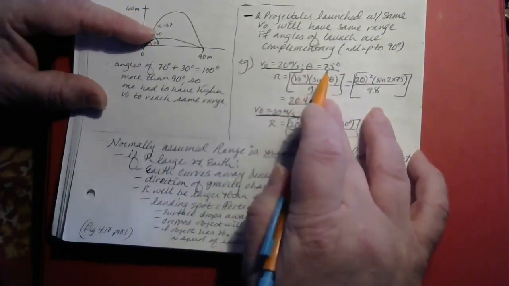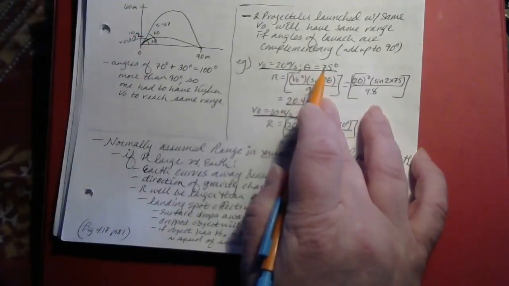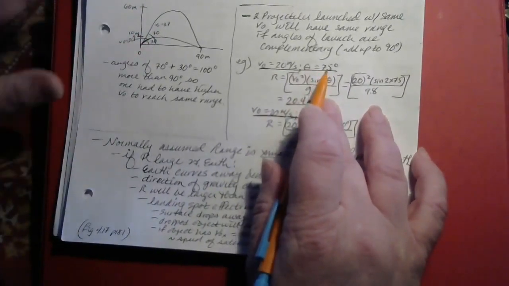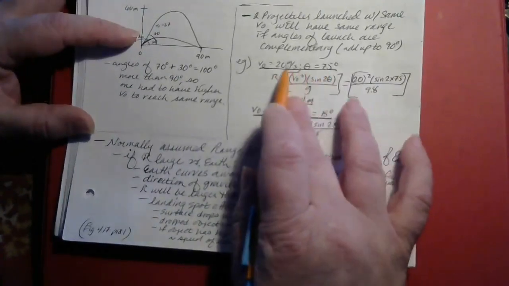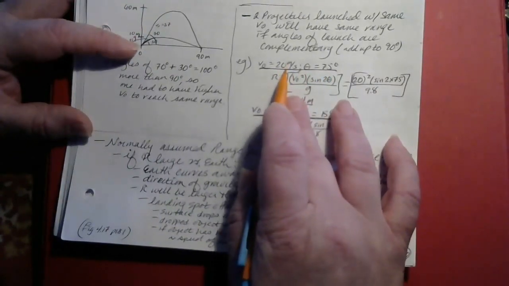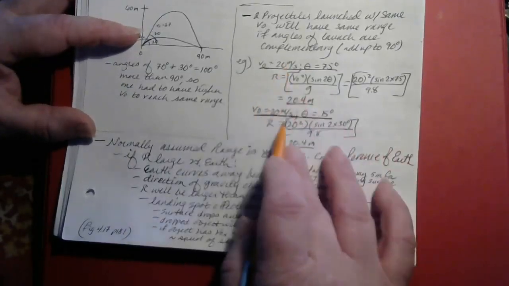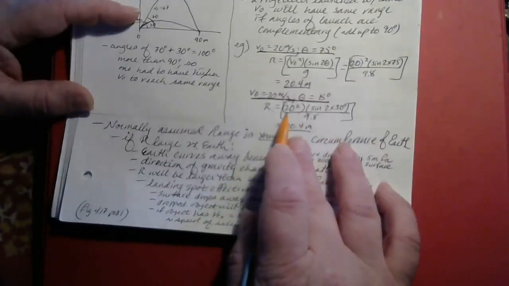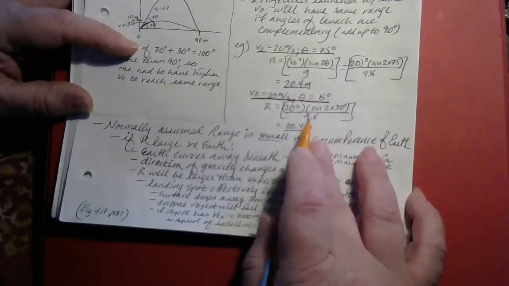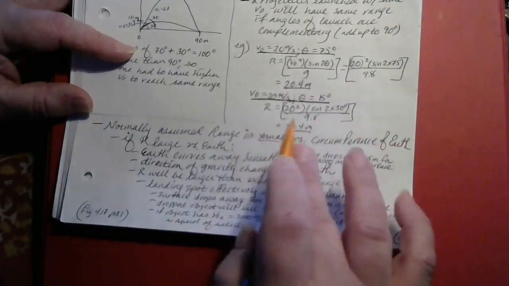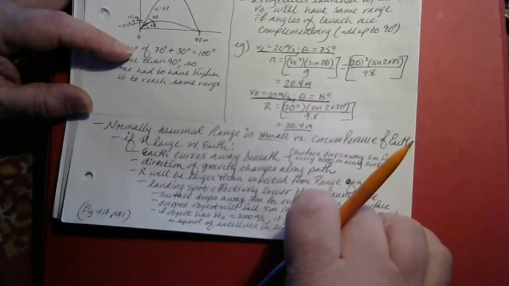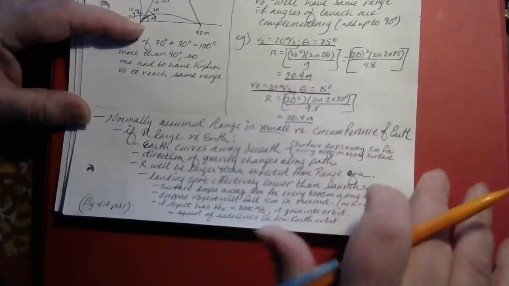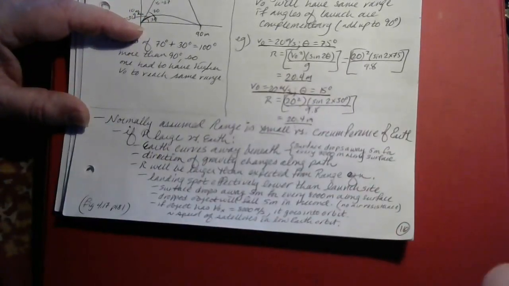Well, the complementary angle to 75, that is the difference between 75 and 90, is 15. So suppose you launched a projectile with an initial velocity of 20 meters per second and an angle of 15 degrees. Well, let's try doing that. The range is 20 squared times the sine of 2 times 15 over 9.8, and that works out to 20.4. So that's actually true. Seems odd, but yeah, if you launch two projectiles with the same initial velocity at complementary angles, they will end up having the same range.